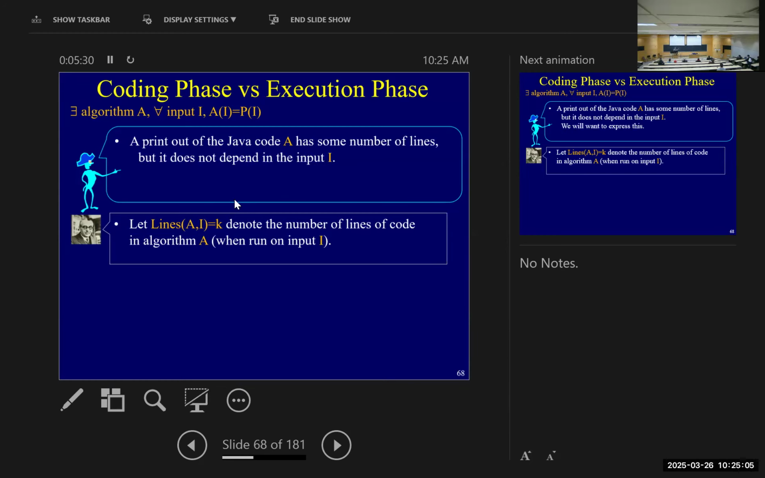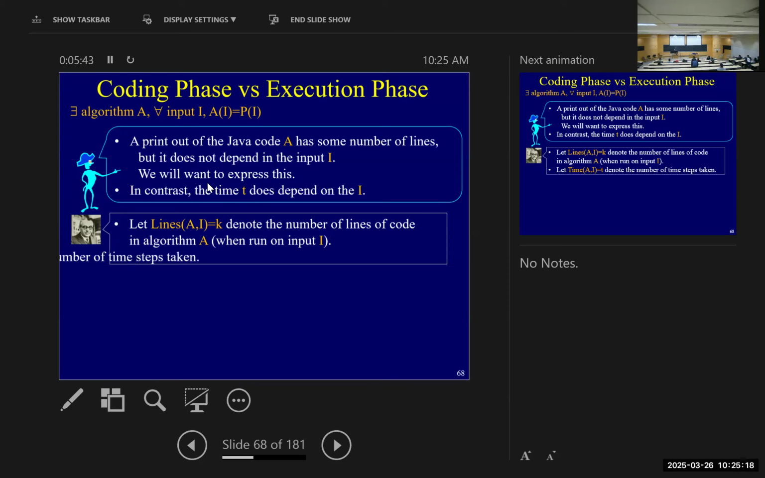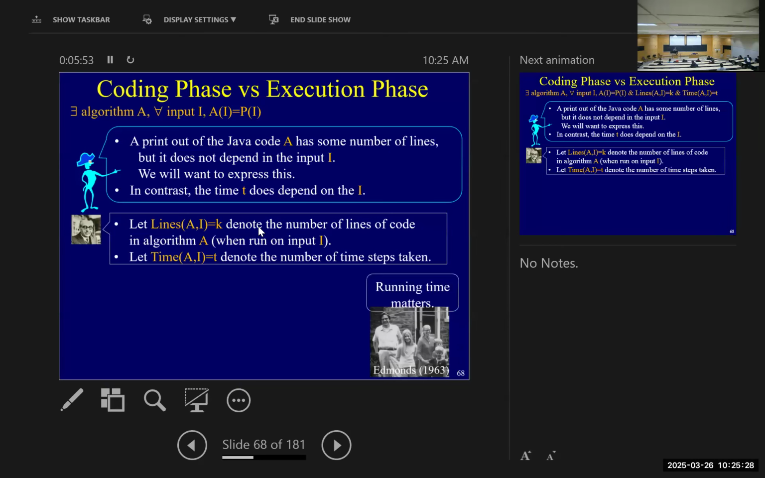But it doesn't depend on the input, right? But we want to say it doesn't depend on the input, so we put it in there. In contrast, the running time of the program, here we can say, given an algorithm and the input, how much time does it take till it halts? That does depend on the input, right?